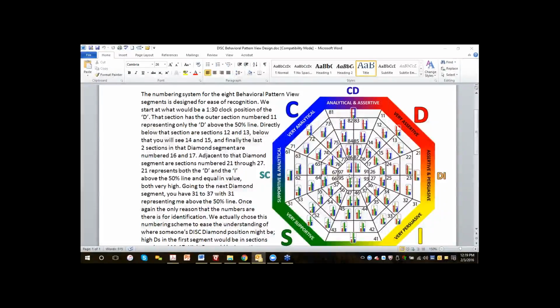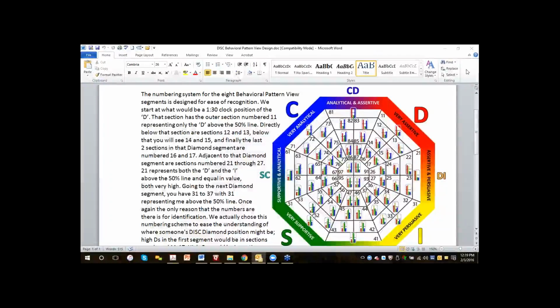Now here are 2 more conflicting graphs, the 97 and 93. This is the CI. Because it's on the C side, the C is higher than the I. Here it's on the I side, the I is higher than the C. Now, hopefully I did not confuse you.